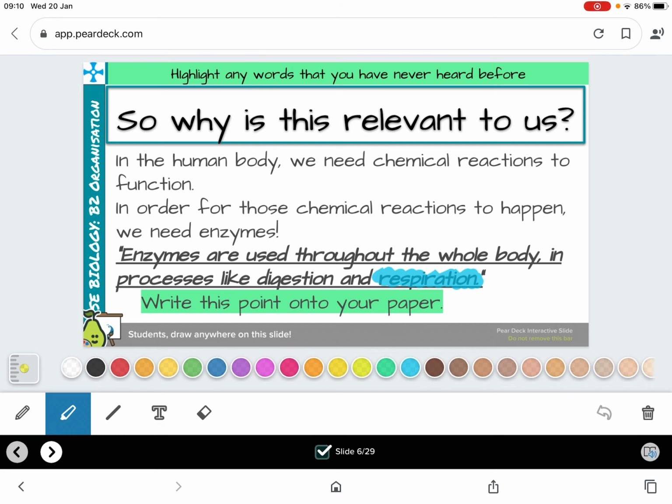So I asked you to write this point on your paper. Enzymes are used throughout the whole body in processes like digestion and respiration. So a couple of people highlighted respiration. This is the chemical reaction that takes place in the mitochondria of the cells to release energy from glucose molecules.